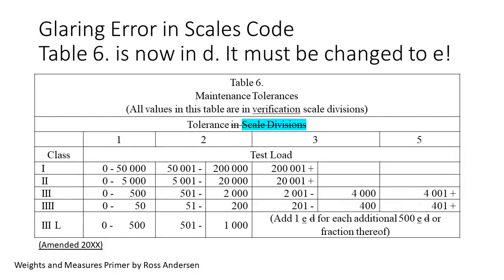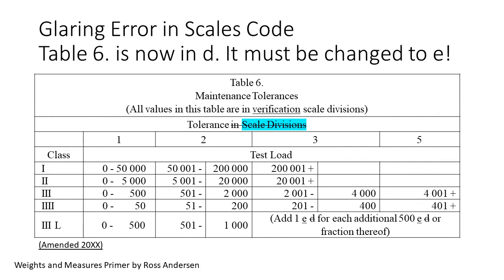We now come to the major mistranslation in the current code, Table 6. All values in the tolerance table are currently specified in scale divisions in blue, and this is by definition D. This has been wrong since 1984 and is the primary cause of our confusion. All values in the table will now be in E. As revised, test loads and tolerances are expressed in E's of actual weight. Notice the Class 3L section in the lower right where E is specified instead of D.